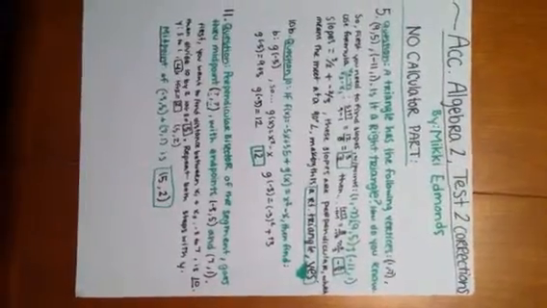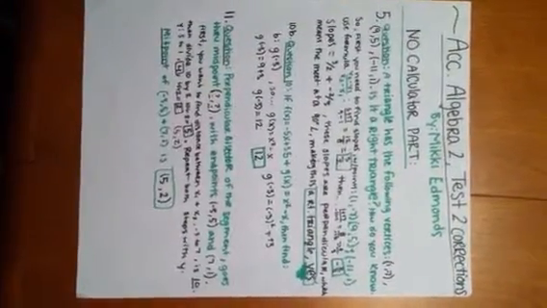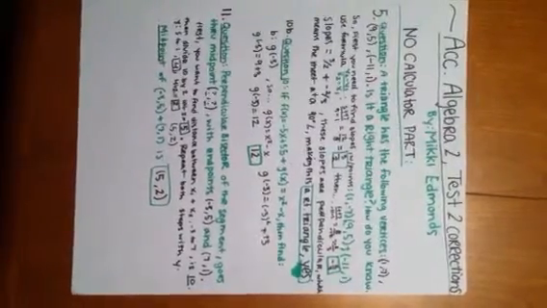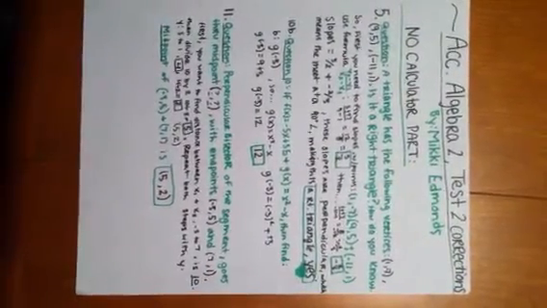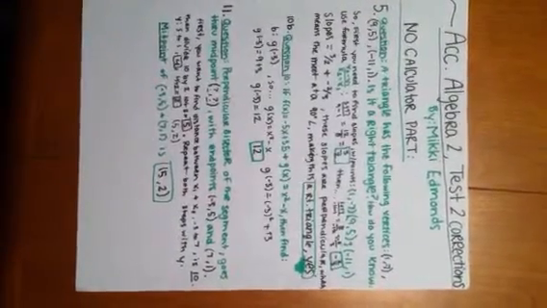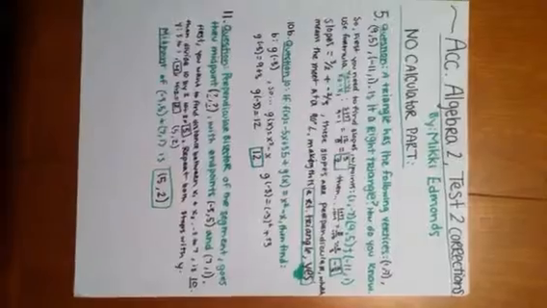The next question I got wrong is number 11. And the question is, the perpendicular bisector of the segment goes through the midpoint, which you have to find, with endpoints (-3, 5) and (7, 1).